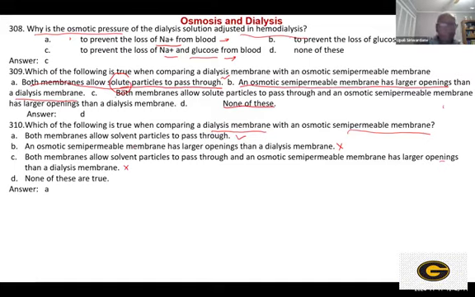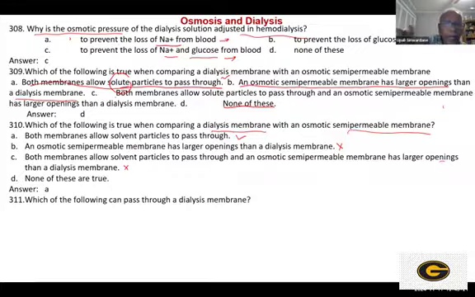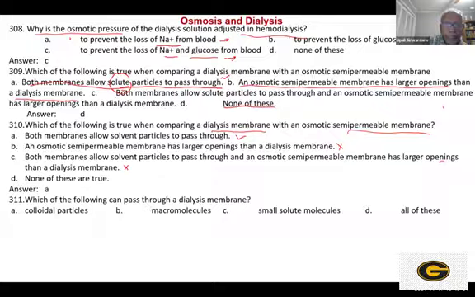Which of the following pass through a dialysis membrane? Small solute molecules. Macromolecules, not pass through. Colloidal particles. This should be the one. Colloidal particles are larger.